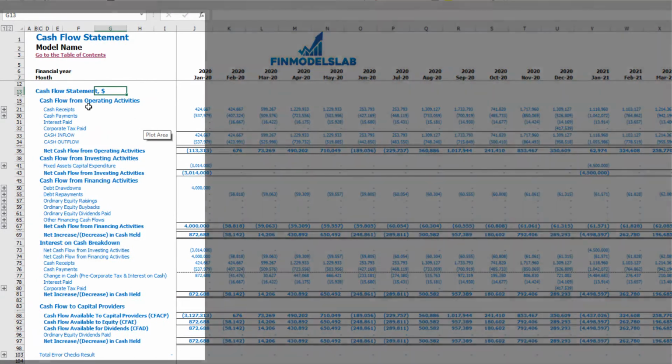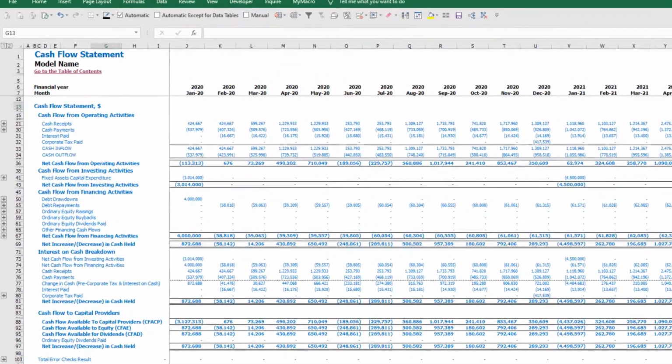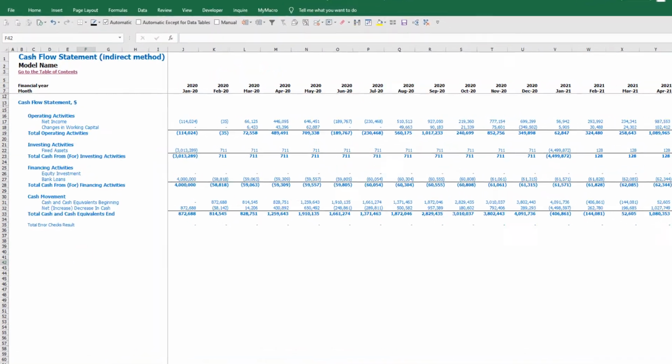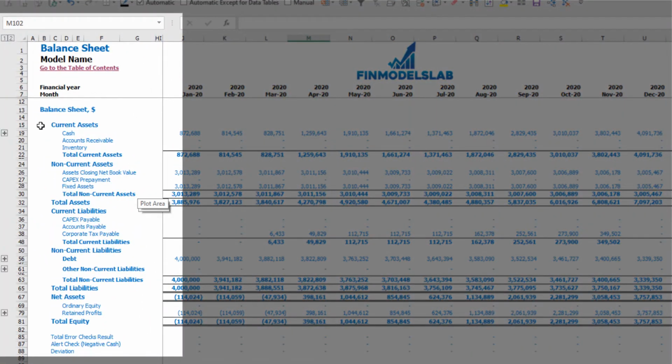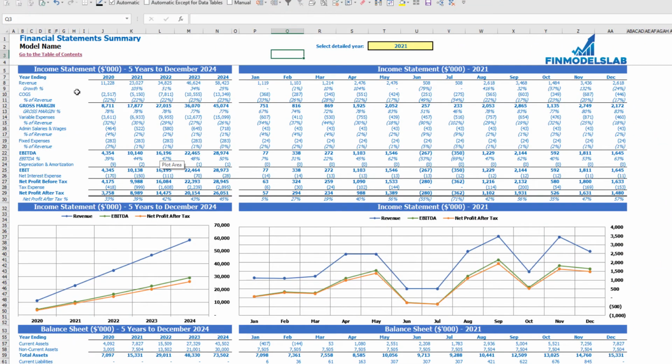On the cash flow statement, you may see your cash flow broken down by cash flow from operating activities, cash flow from investing activities, and cash flow from financing activities. The same information you may see on the cash flow statement in a direct method, operating, investing and financing activities, but in more collapsed form. Just easier to see the information here. And the balance sheet will show you the breakdown of your current assets, non-current assets, current liabilities, non-current liabilities and equity by its subcategories. The summary of 3 statements you may find on the Financial Statement Summary tab.